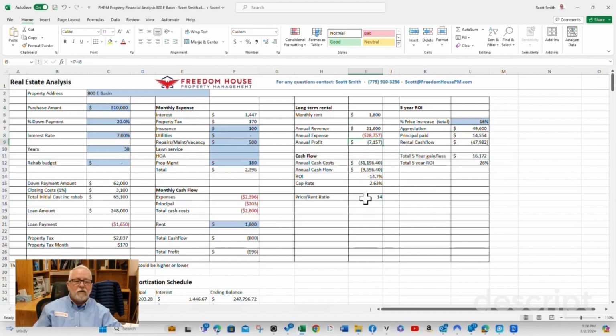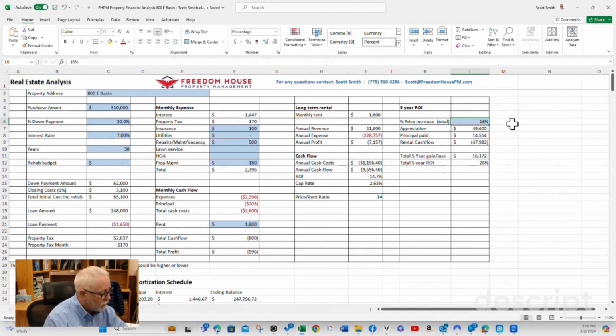Okay, so you have to ask yourself, why would anybody want to buy this property if it's a negative cash flow, a negative profit? Well, if we're looking at an annual price increase of 4% a year over 5 years, 4% times five is actually 20%. I was playing with numbers and didn't change them back. So if you have a 4% increase in the price of the property, then you would have 20% over 5 years. Appreciation, therefore, would be $62,000.